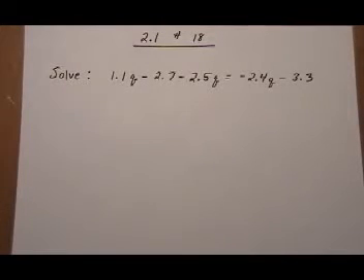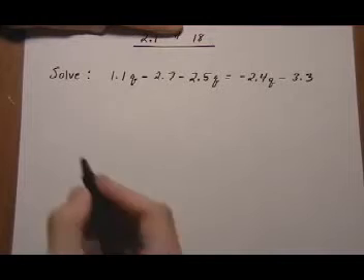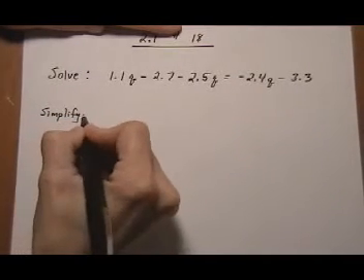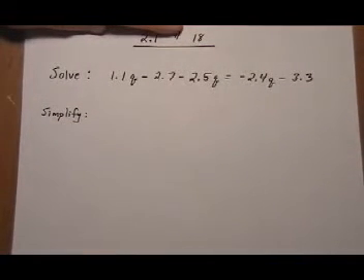Section 2.1, number 18. Here we have a linear equation with decimals to solve. So we're going to go through the regular 4 steps to solve this equation. First, we're going to simplify. If we had parentheses, we would first distribute to get rid of parentheses, but we don't. So we're going to go right to combining like terms.